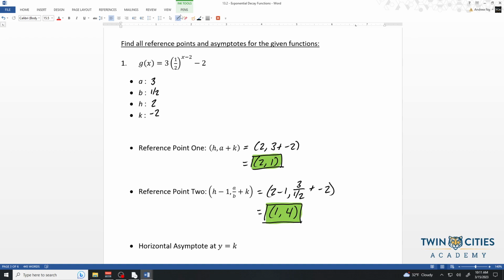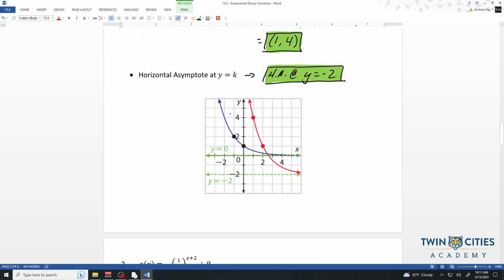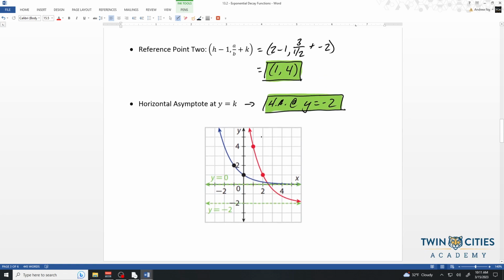All right, and then my horizontal asymptote is at y equals k. So this will tell me I've got a horizontal asymptote at y equals k, which is negative 2. With this information, let's create the graph and then compare to my original here. So blue will be just my regular exponential decay function without any transformations happening. And then the red one here will be what I've actually found.